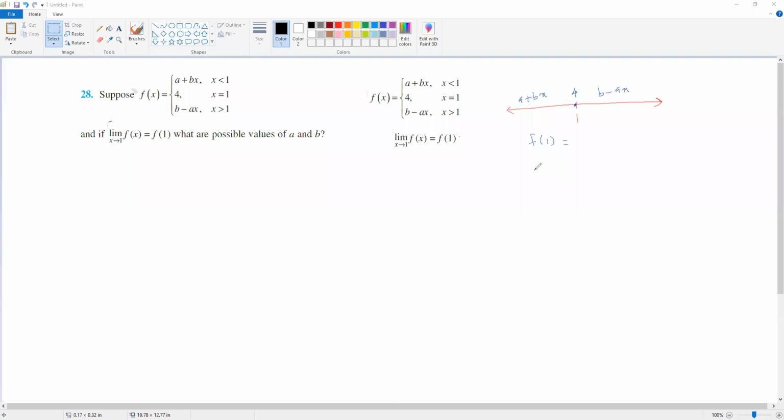F of 1, what does it mean? It is the value of the function at x is equal to 1. Look, at x is equal to 1, what is the value? At x is equal to 1, the value of the function is 4. Are you listening?